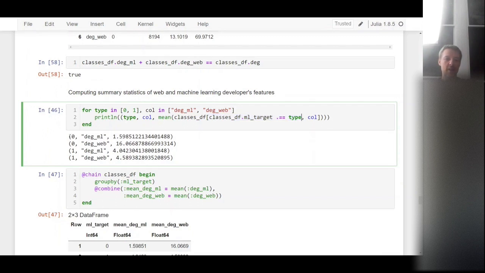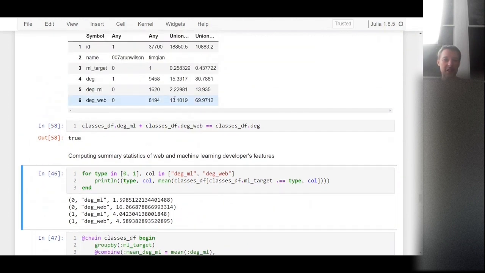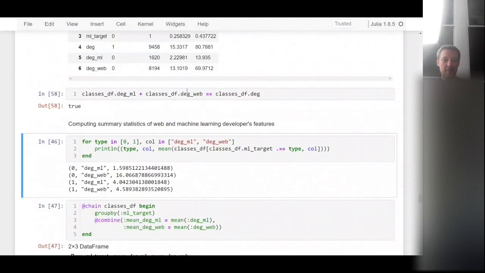So for example, if my type is 0, so I am a web developer, and I ask how many machine learning friends on average I have, I see 1.5. So in fact, not much less than the total average. But if I ask, okay, but how many web friends do you have? I have 16. Yes, so many more than machine learning friends. But for machine learners, it is 4 and 4.5.